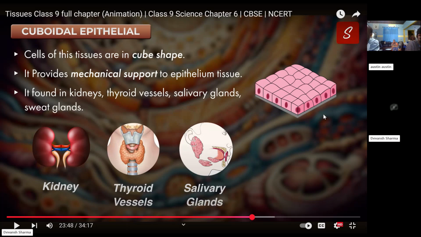So kidneys, thyroid. This is the thyroid gland, present in the neck region. Salivary glands are present in the mouth.